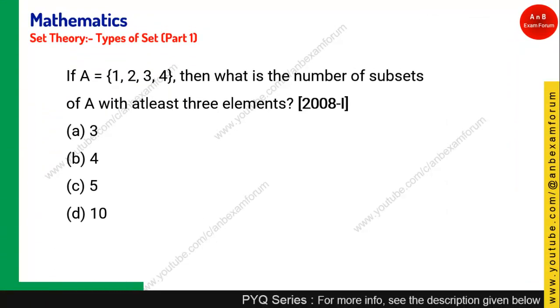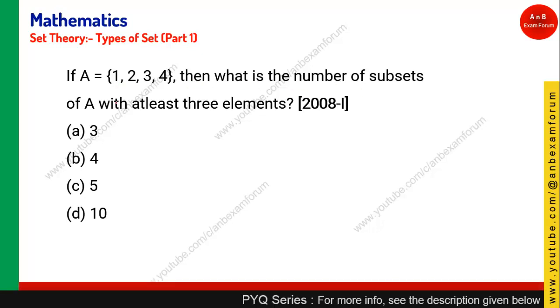Coming to the last question of today's session. So there are 4 elements. Then what is the number of subsets of A with at least 3 elements? So you need to make the subsets with at least 3 elements. At least is the important word, students. So let's make some subsets from these 4 elements. I am not putting braces, but you can.